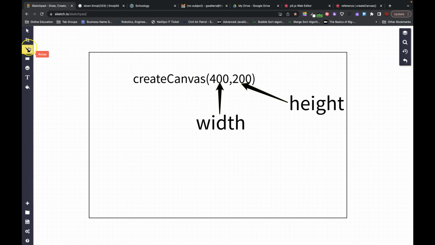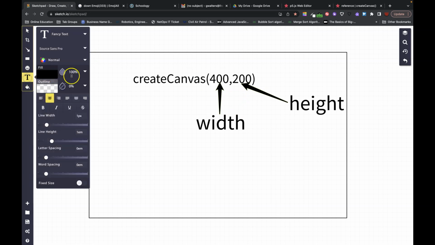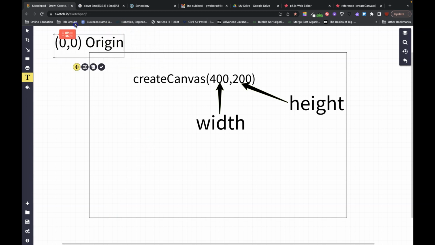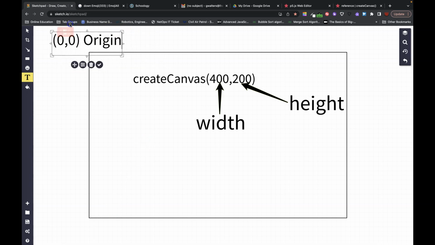So this is useful. Now we need to understand how to use that to reference things. We are used to a normal coordinate system where 0, 0 is always down here, but in graphics, 0, 0, or the origin, is always in the top left. That's where it is.